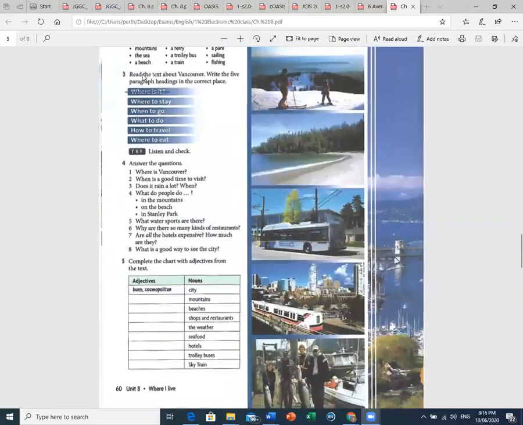Number three, read the text about Vancouver. Write the 5 paragraph headings in the correct place. So we have these headings: where to stay, when to go, what to do, how to travel, where to eat.